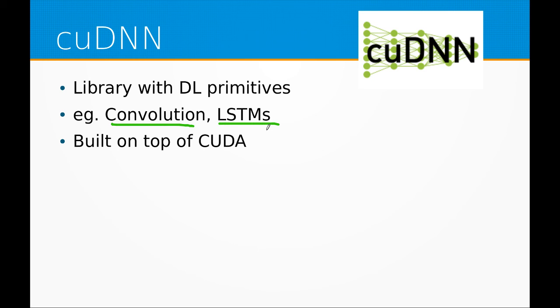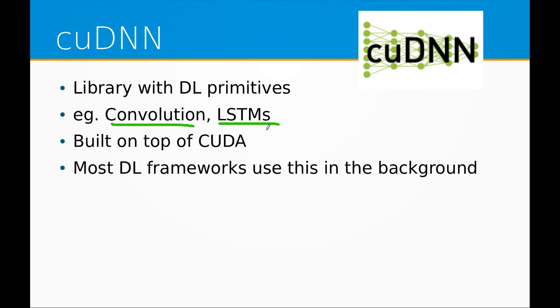So these are higher level APIs that you can call, and actually most deep learning frameworks use this in the background. Again, if you go back to the installation instructions for both Theano and TensorFlow, they have instructions on how to use cuDNN in the background. Basically, you install it as a library, and then it'll take care of it on its own.